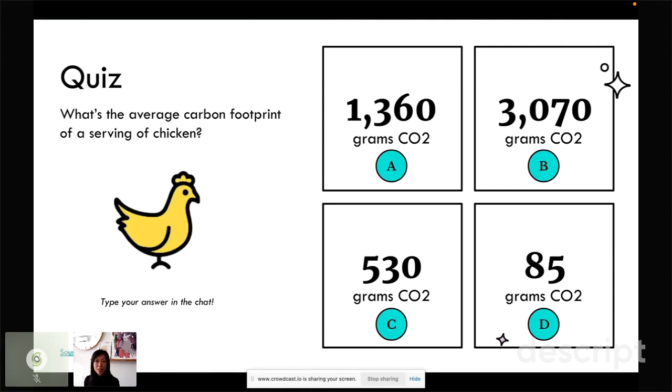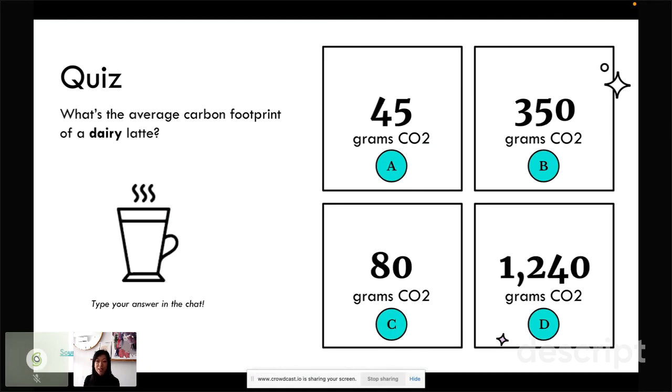Now, what about the average carbon footprint of a serving of chicken? What does everyone think? How much more is chicken? Everyone's taking a moment to think about it, but we've got some A's, we've got a C, some B's. Okay, overwhelming amount of A's. That's great. So as the answers are coming in, I'm going to share with you that the average serving of chicken is 1,360 grams of CO2.